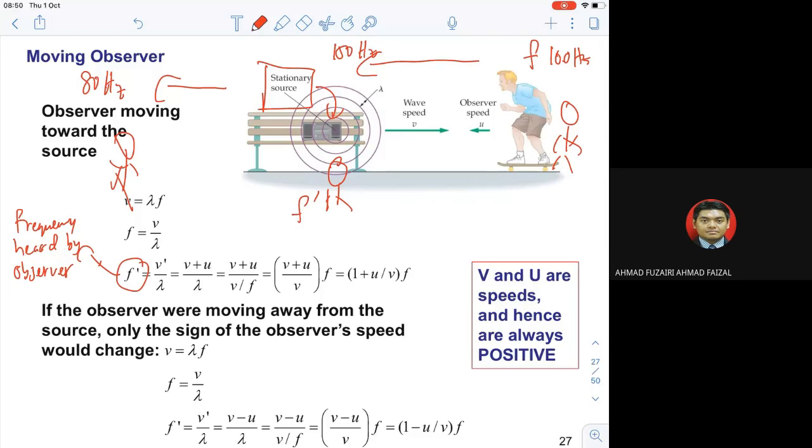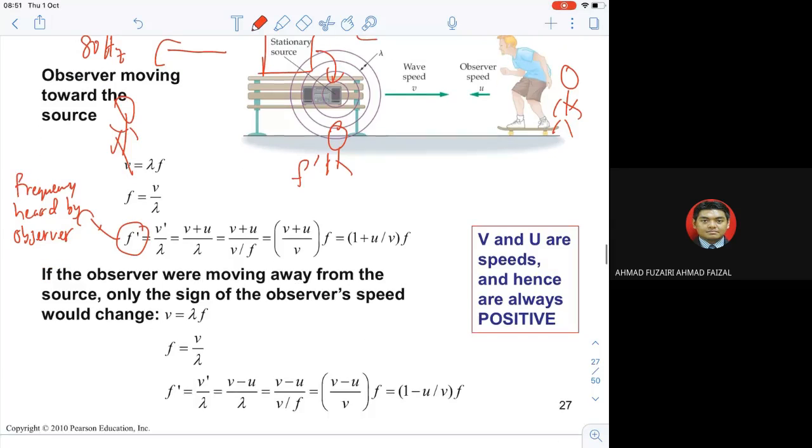That's why in this topic we will discuss moving observer, and afterwards moving source, and lastly the third case, which is moving observer and moving source. If the observer is moving away from the source, only the sign of the observer's speed would change.